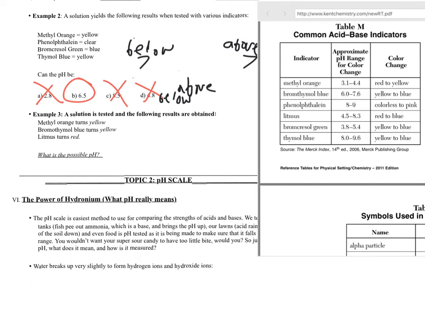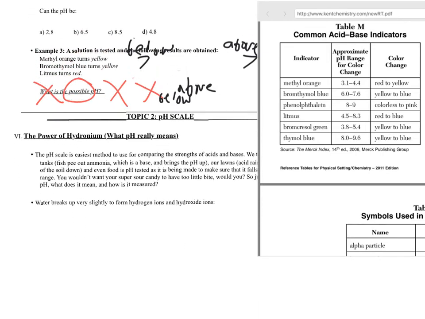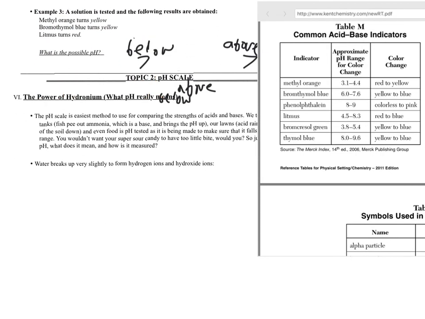Let's move on to that third example. It says a solution is tested and the following results are obtained. Methyl orange turns yellow, bromthymol blue turns yellow, litmus turns red. This time it's not a multiple choice question. It says what is the possible pH? So this one we kind of have to give an actual pH based on these clues and obviously this table, and figure out what actual pH it has.